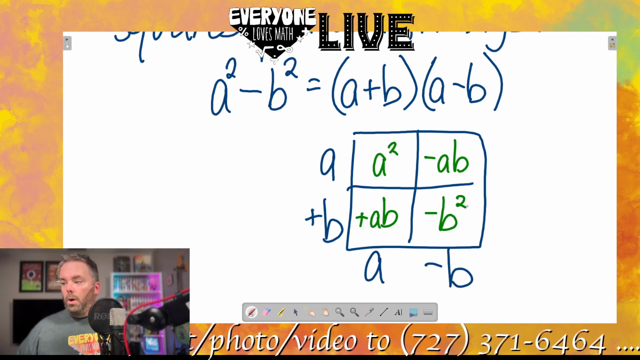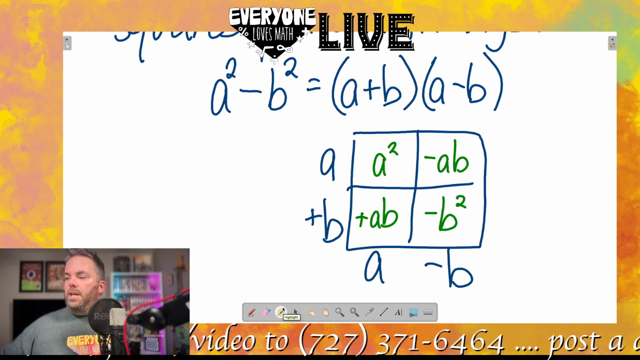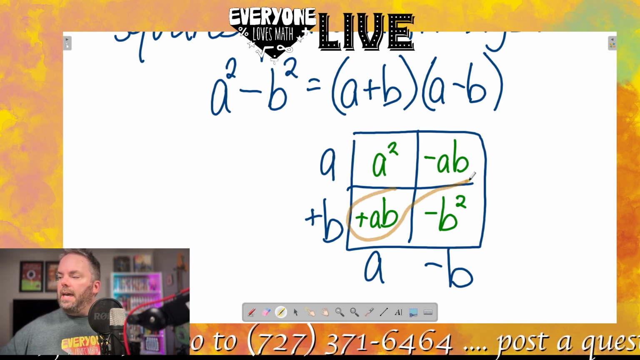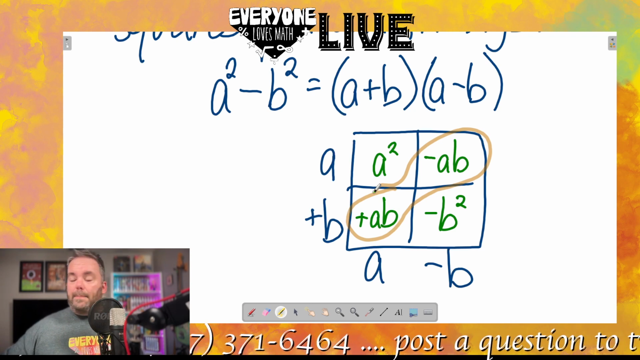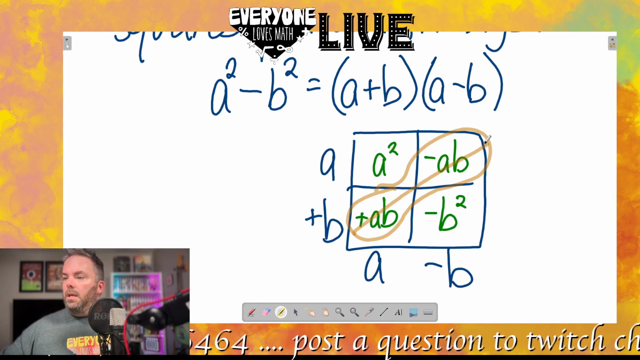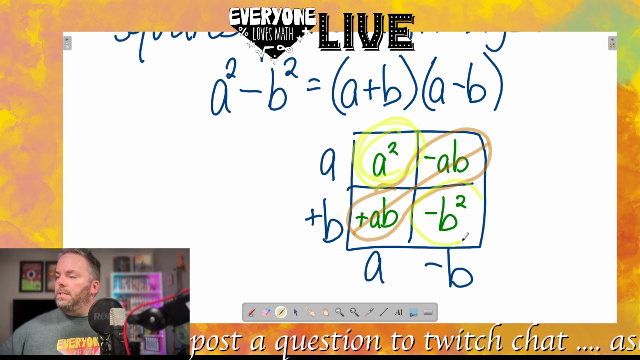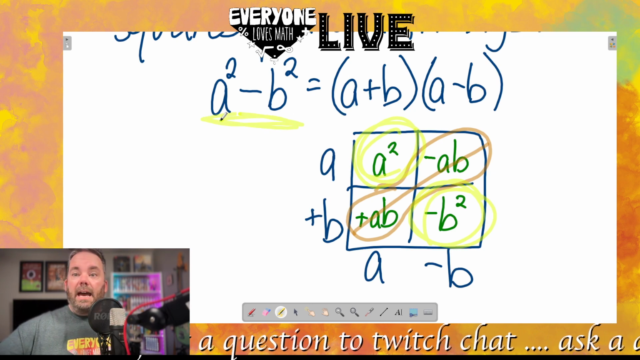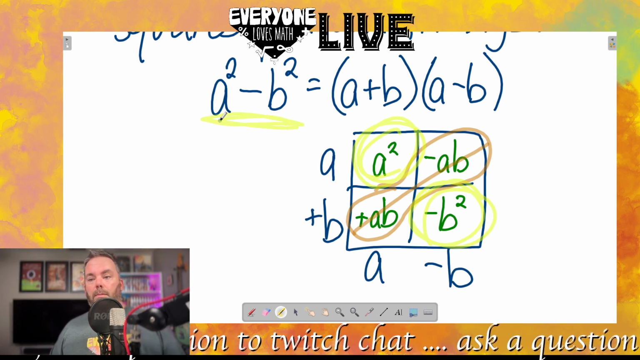Okay, so have we proved the difference of two squares pattern? Well, pretty much. If we look at this middle diagonal, negative ab and positive ab, those are opposites, so those cancel out. So what we're remaining with in this problem is a squared minus b squared, which is exactly what we have right there. So that's just a quick review of the difference of two squares pattern.